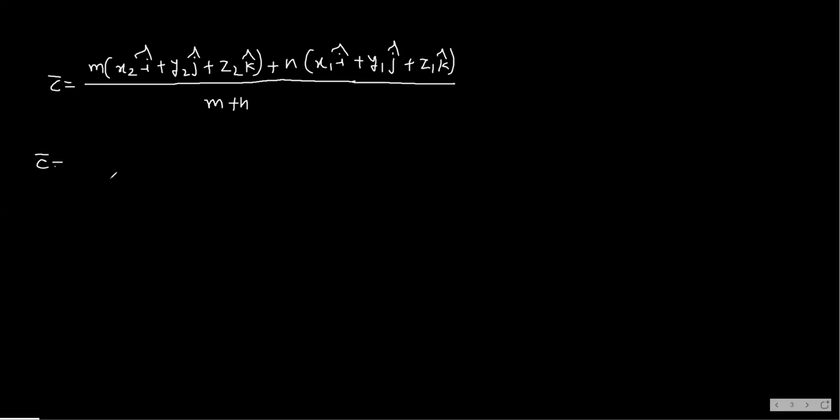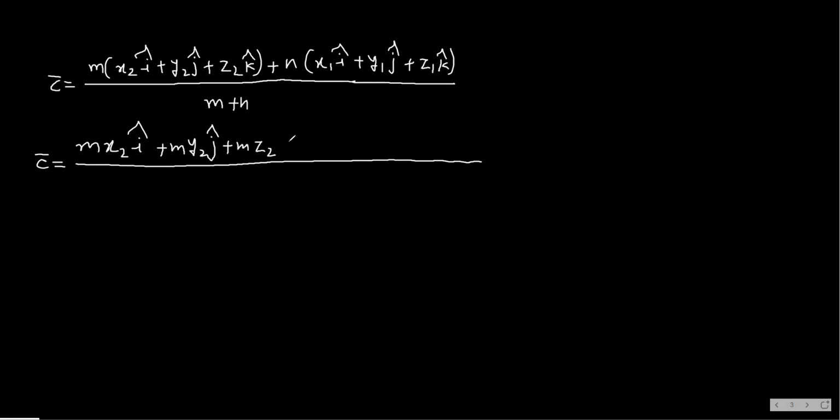So here I have C bar equals to, now I multiply this m inside all three terms inside the bracket. So I will get mx2 i cap plus my2 j cap plus mz2 k cap, and the same thing I will do with n. That will get me nx1 i cap plus ny1 j cap plus nz1 k cap, upon m plus n.